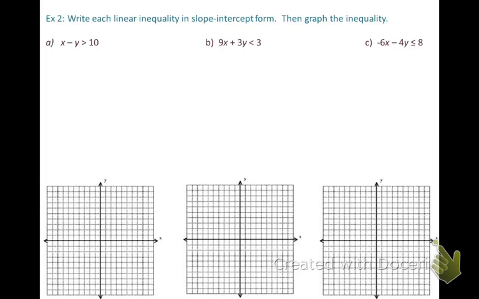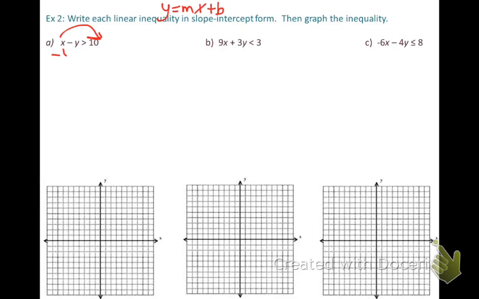Okay, write each linear inequality in slope-intercept form. Do you remember slope-intercept form is y equals mx plus b? That's the most helpful way to graph.